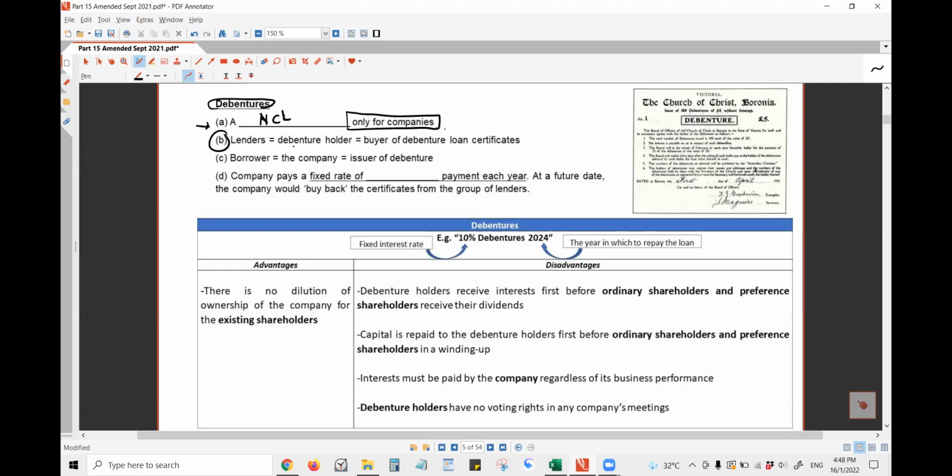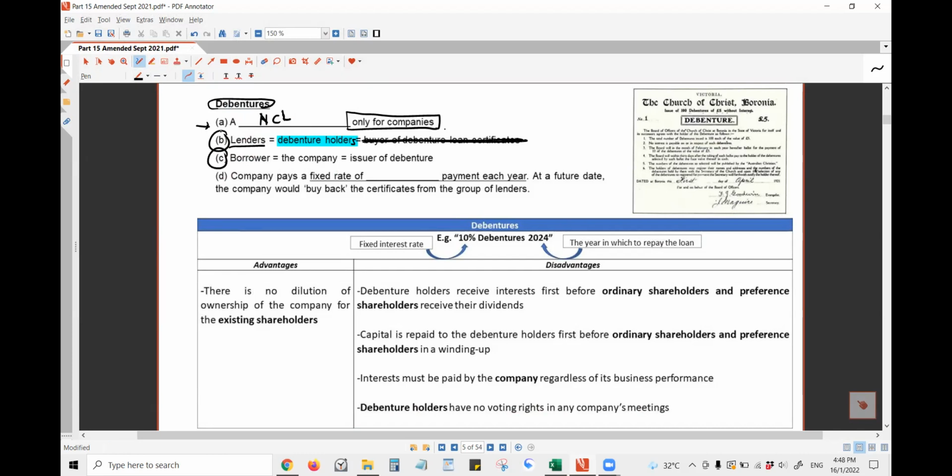Next, who is the lender? Lender is somebody who gives money to the company. Who are the lenders? Lenders are known as debenture holders. This term you have to know, you have to remember. Debenture holders. And these few words, you can remove them. Lenders are known as debenture holders, the people who give money to the company.